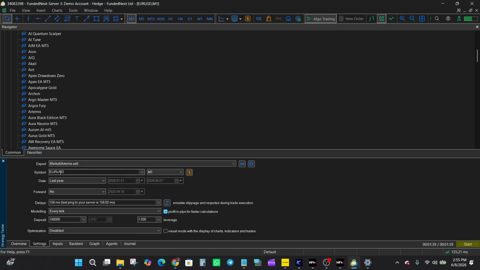So we are running the test on Euro USD on the M1 time frame as recommended, from the beginning of this year. So it's covering about 5 months and a week of data. And we're using the last ping to the server for the delays, every tick modeling.